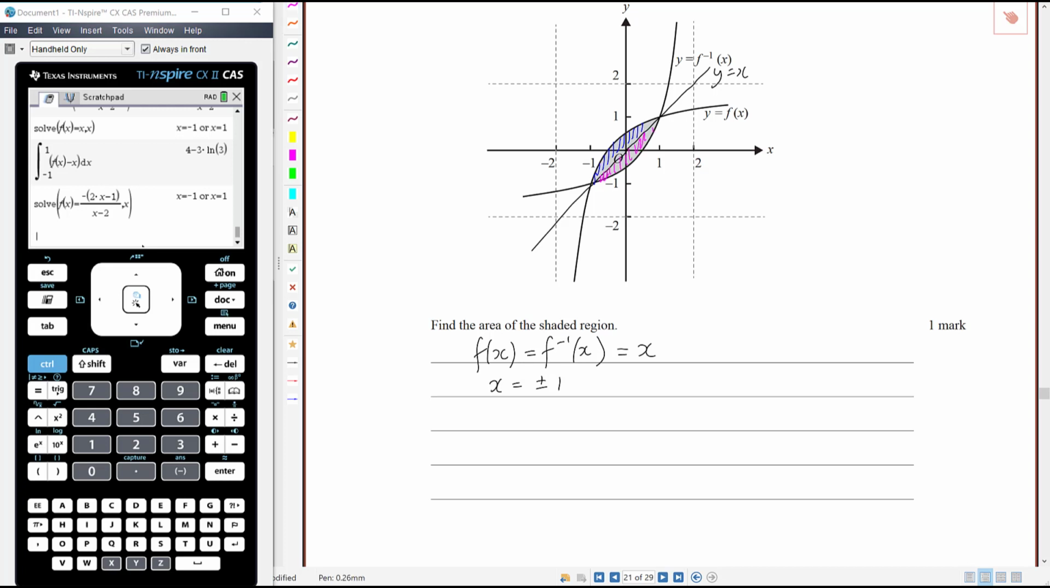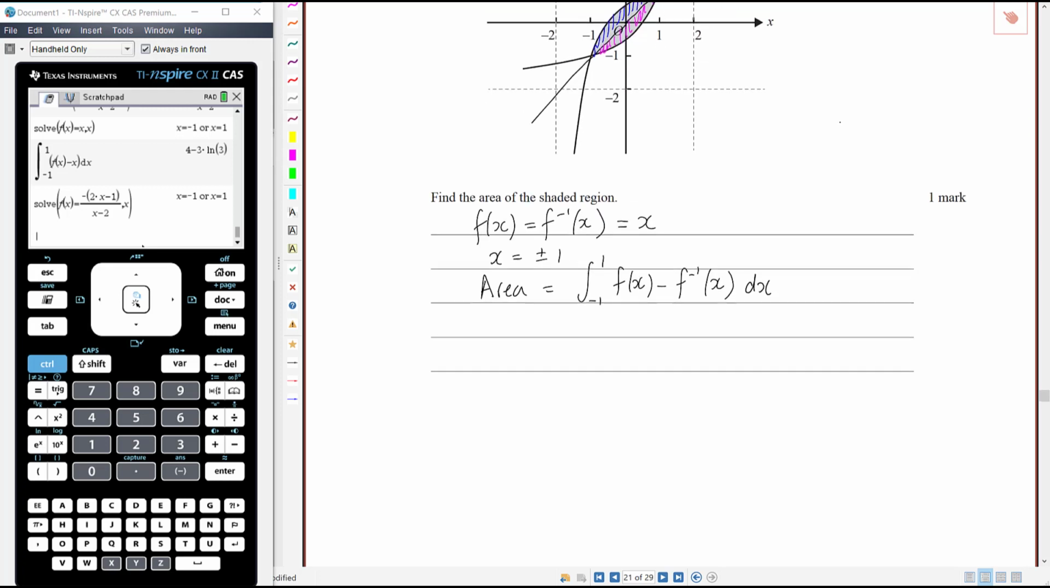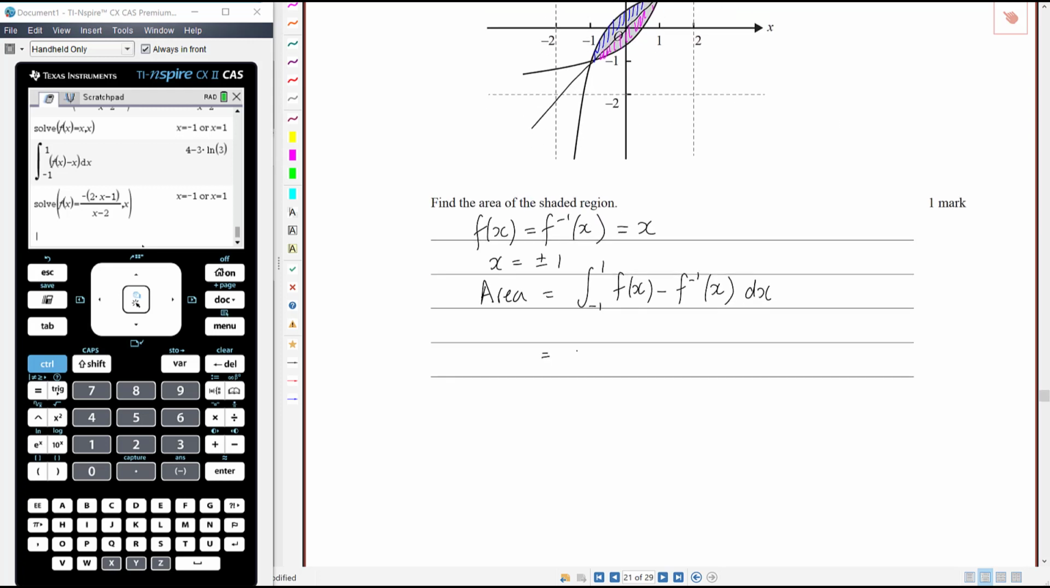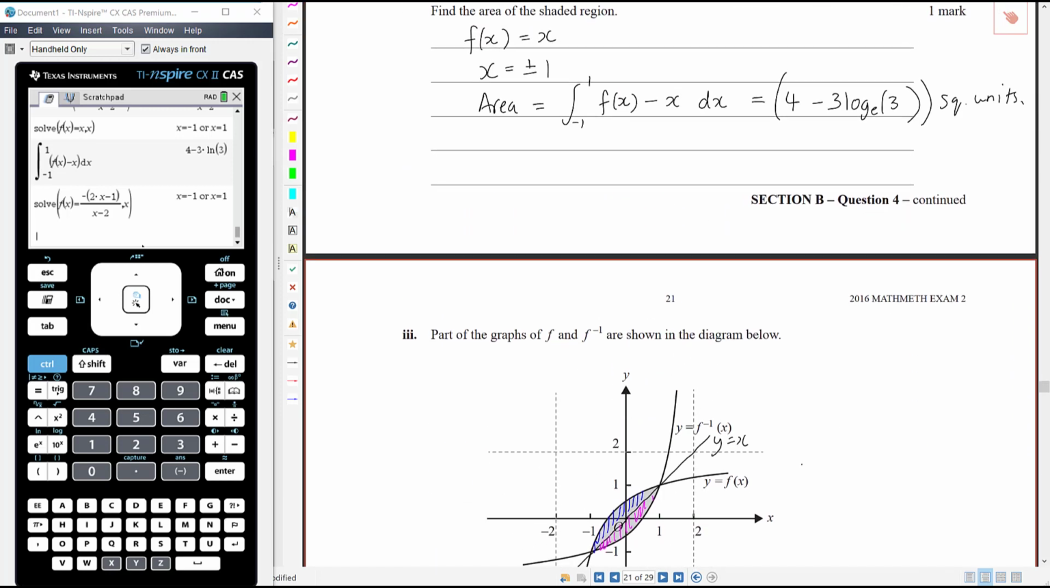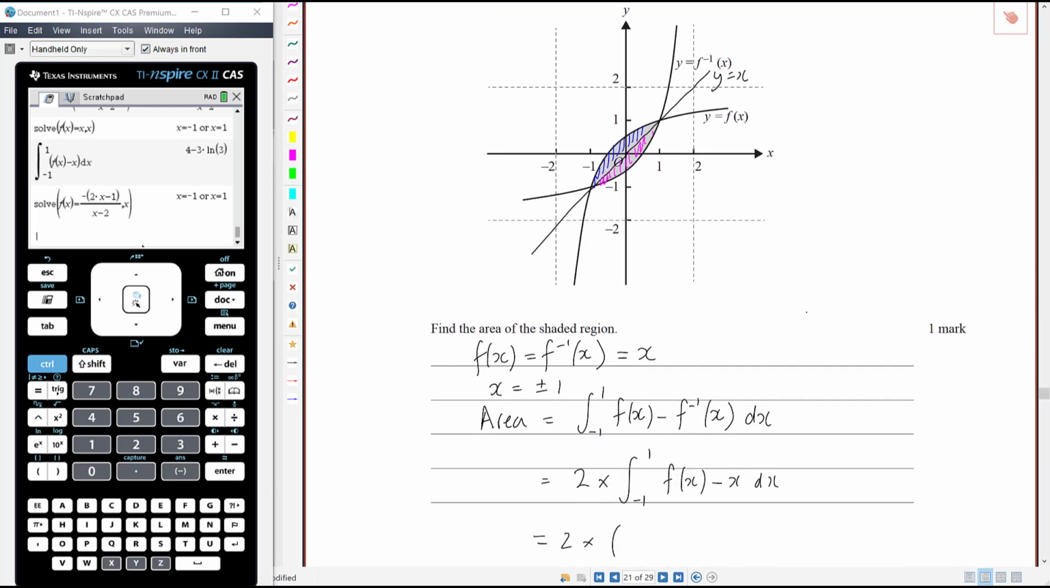pink area there. Okay, and so the area is going to be technically the integral from -1 to 1 of f of x minus the inverse of f. And look, when you've got your CAS, it's just as easy to work that out. But actually, if you recognise the symmetry you've got here, it's actually just 2 times the area that you found in the previous part. So it's just 2 times, what was our answer up here? 4 minus 3 log e of 3.